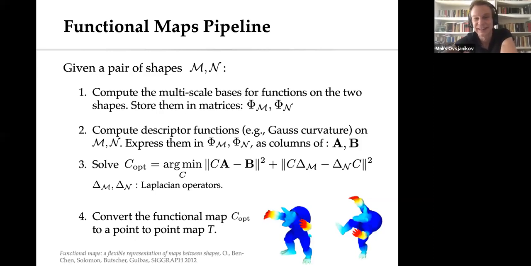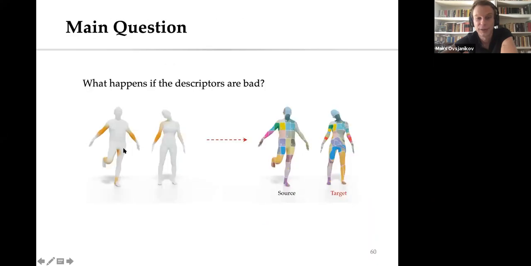Okay, so I'll be very quick in this last part. We have this pipeline for shape matching, and one problem in this pipeline is how do you find good descriptors, right? What are some good features, good descriptors? If you have bad descriptors, bad features, then you can have bad correspondences. And this is a real problem with this functional map based pipeline.